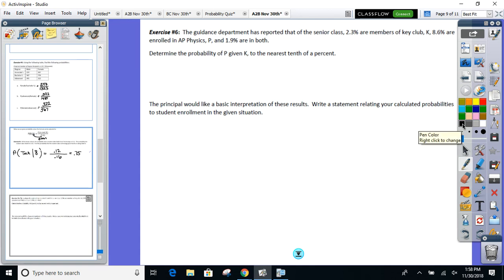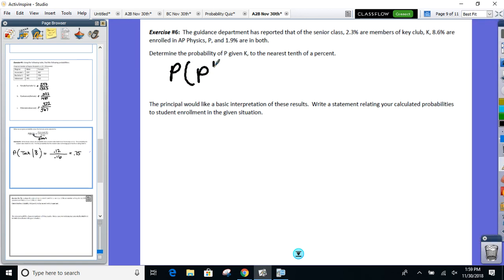Here we go. All right, now I give you percentages. If 2.3% are in the Key Club, 8.6 are in physics, and 1.9 are in both. So I gave you 3. You know you need 2 of them, right? Determine the probability of P given K. So probability you're in physics given you're in Key Club.